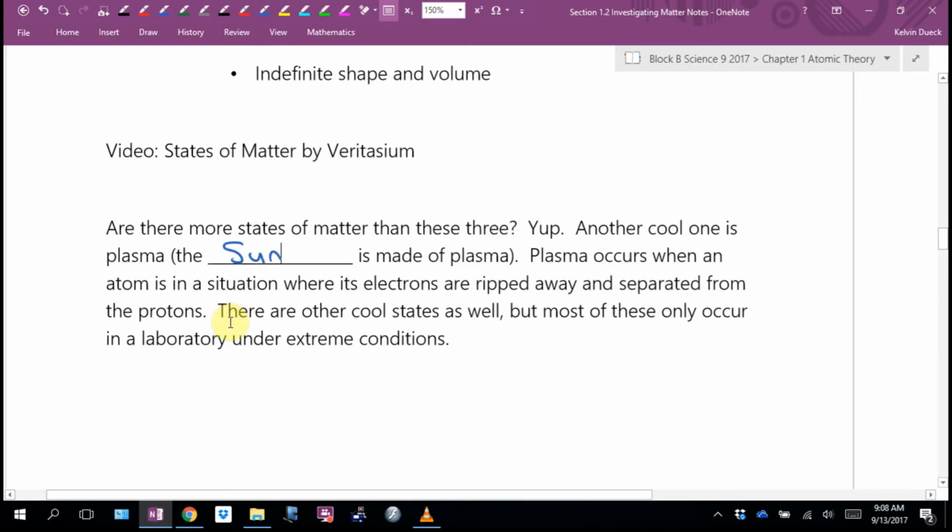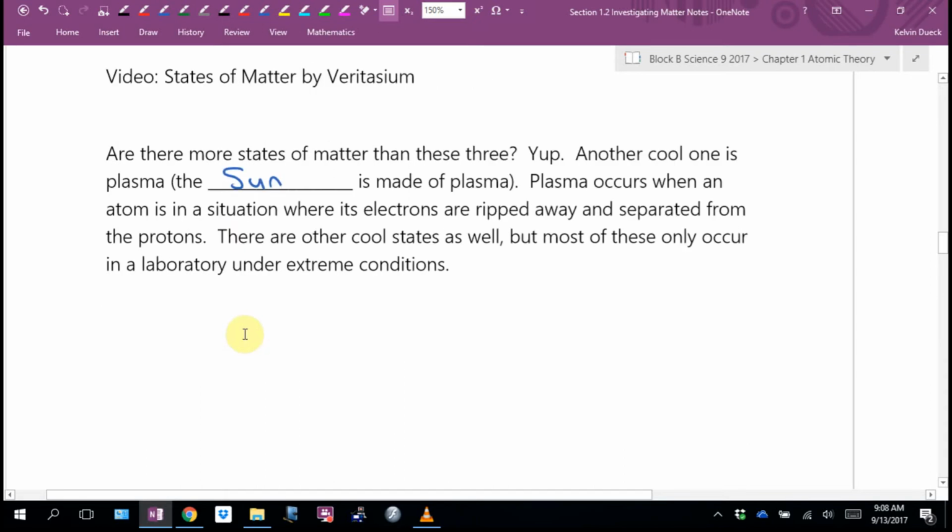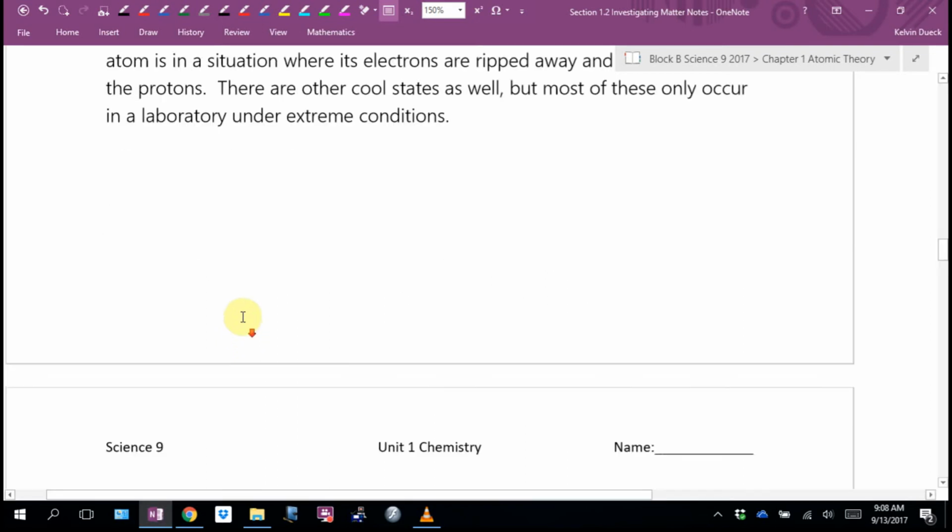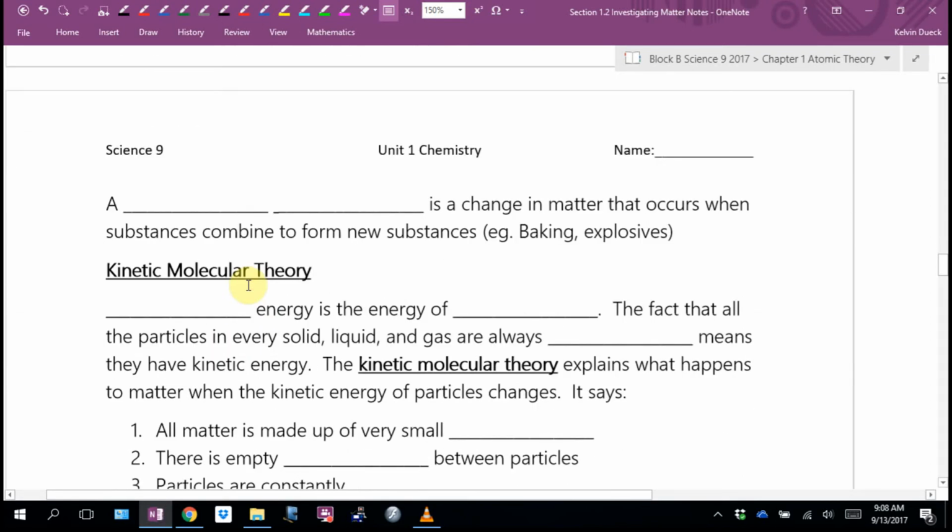Ask me before you do it, and I'll give you better, safer instructions than that, but if you want to try. There are other cool states as well, but most of these only occur in labs under very extreme conditions or in the guts of a star, things that are not everyday. Next page.